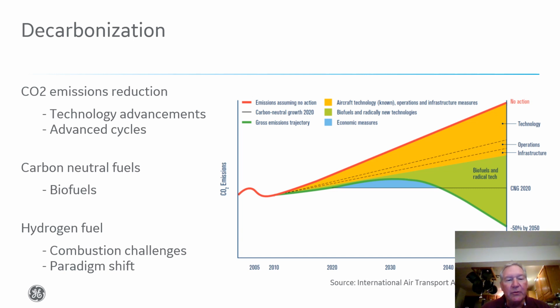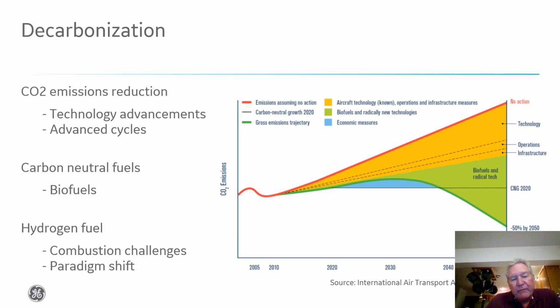Advanced cycles also could play into efficiency improvements and net gains in propulsive efficiency or system efficiency. Carbon neutral fuels are also a big component of the overall strategy. We are certainly working on addressing our capability of burning biofuels in our engines.